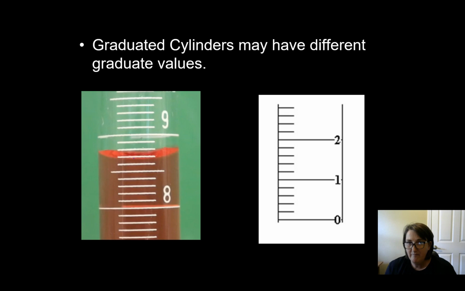So graduated cylinders have many different graduate values. Here you can see I have a lot of lines in between the 8 and the 9. And here I have just a few. So this is going to give me different numbers. This is going to mean something different than what I have over here.